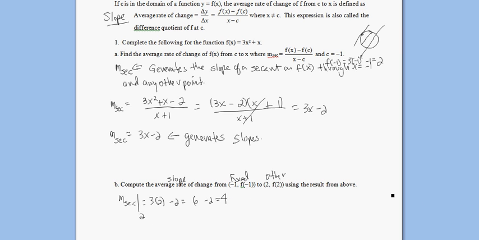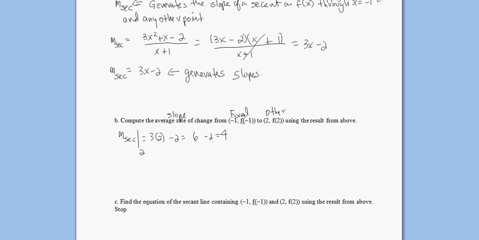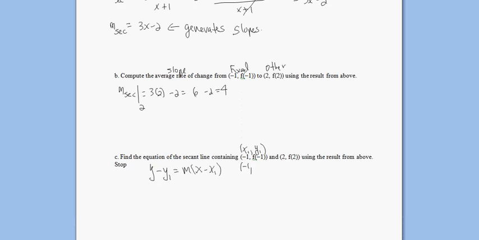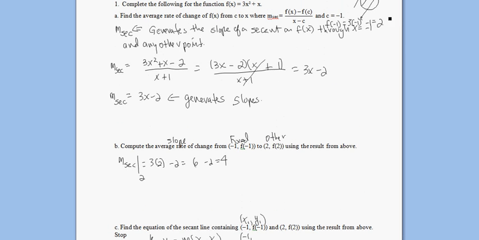The next thing we want to do is figure out what is the equation of that secant line. So letter C says find the equation of the secant line containing negative 1, f of negative 1, and 2 comma f of 2 using the result from above. In order to find the equation of a line, I'm going to use the point slope form, which is y minus y1 equals the slope times x minus x sub 1. So my ordered pair is x sub 1 comma y sub 1. Well, it's negative 1, and we already know f of negative 1 from earlier. f of negative 1 is, I think, 2. Yeah, it's right here. f of negative 1 is 2.